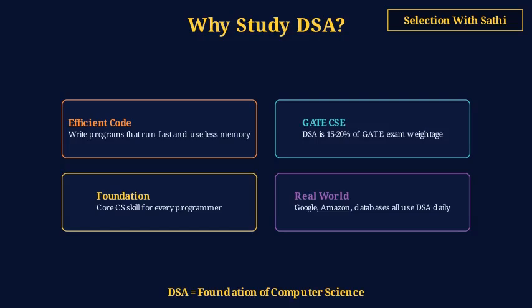Google search uses graph algorithms. GPS navigation uses Dijkstra's shortest path algorithm. Social media friend suggestions use graph traversal. DSA is not just theory, it powers the technology around you.